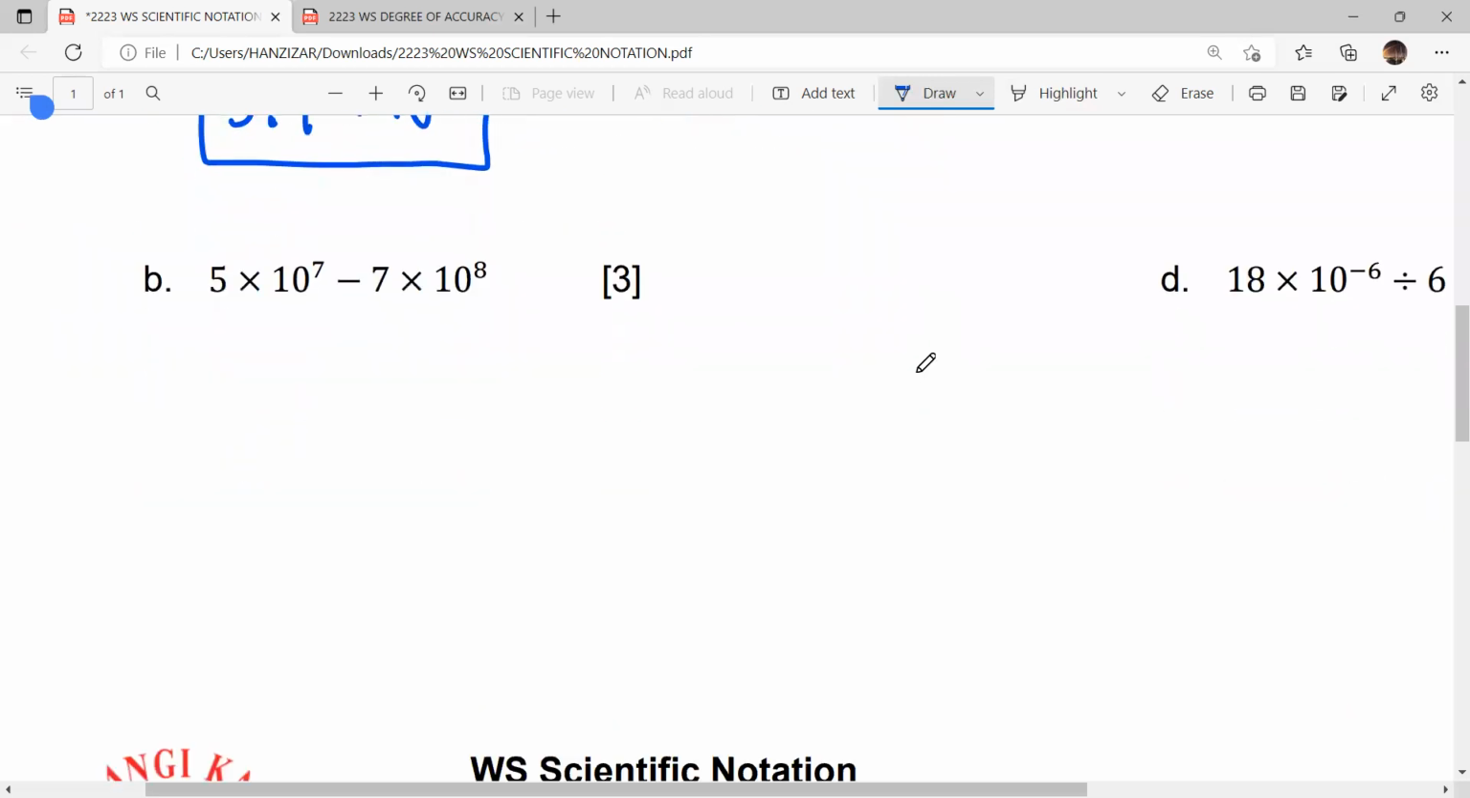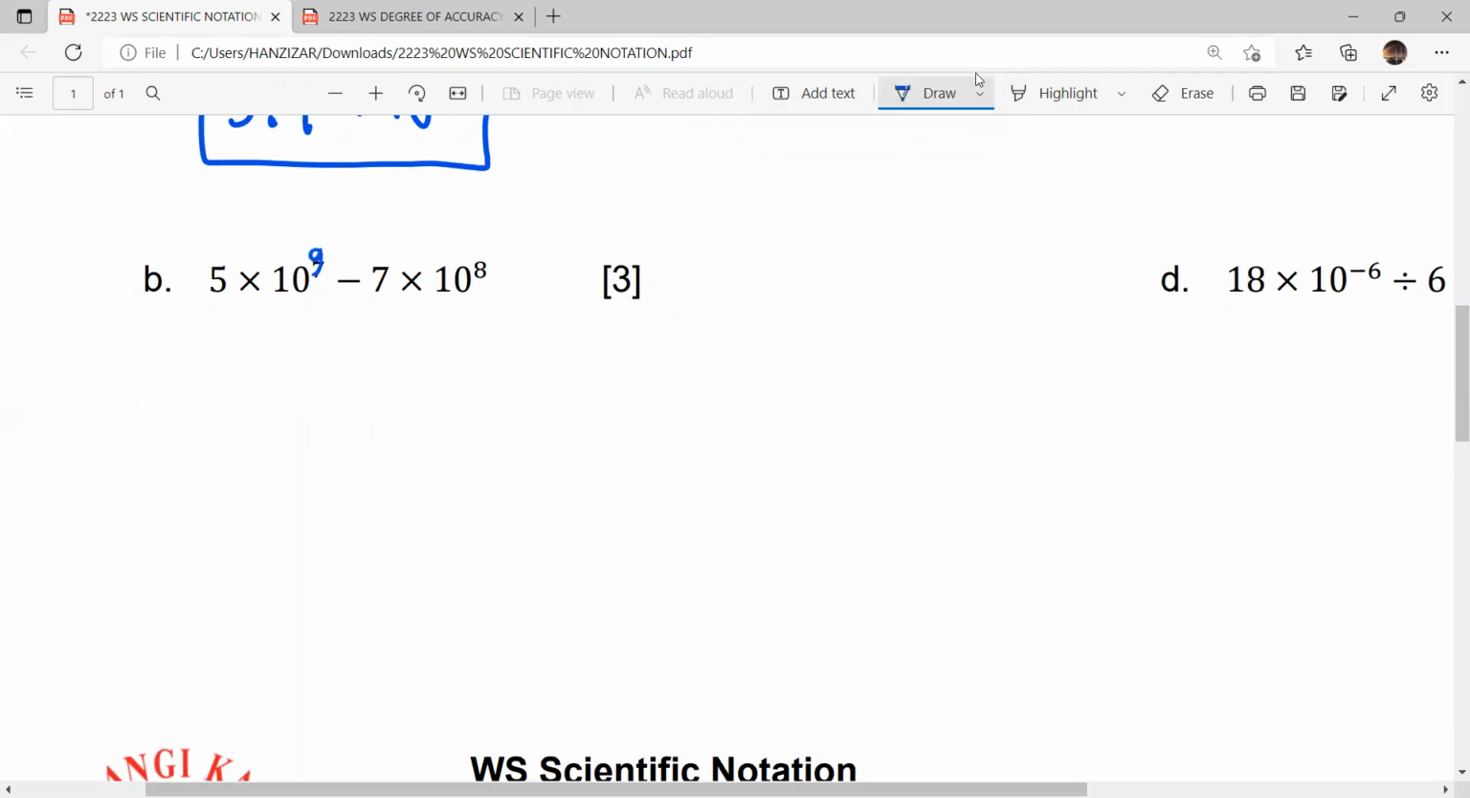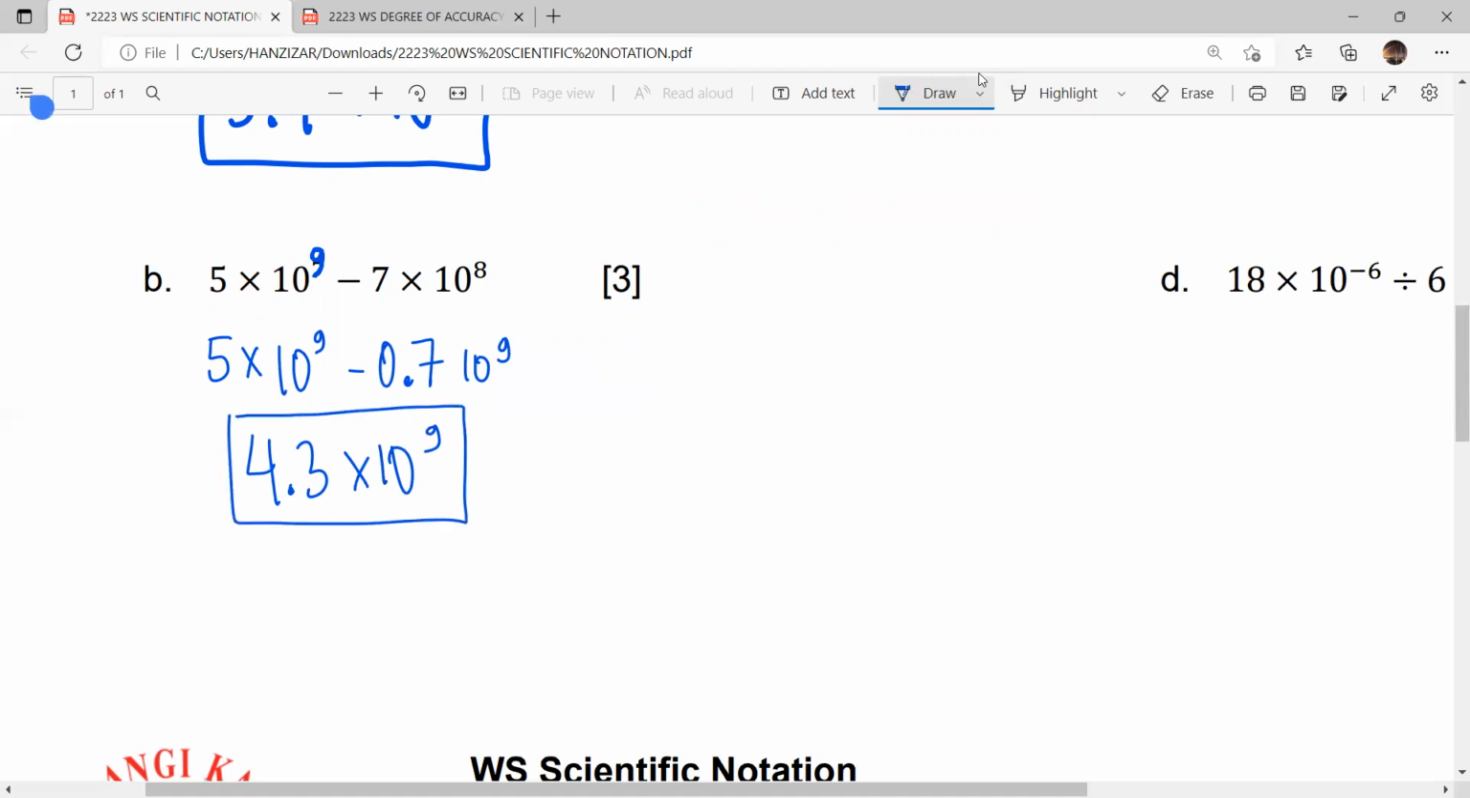Now, B. I change the number. That's negative, and we try to avoid the negative. I change it to 9, right? So you change to the bigger power. That is better. So the 10 power 9 stays, and then for 10 power 7, you change it. So this is 5, right? And then 7, you increase the power by 1, you decrease the number by 1 decimal place, becomes 0.7 as previous. So 4.3, right? Times 10 to the power of 9. That will be the answer.